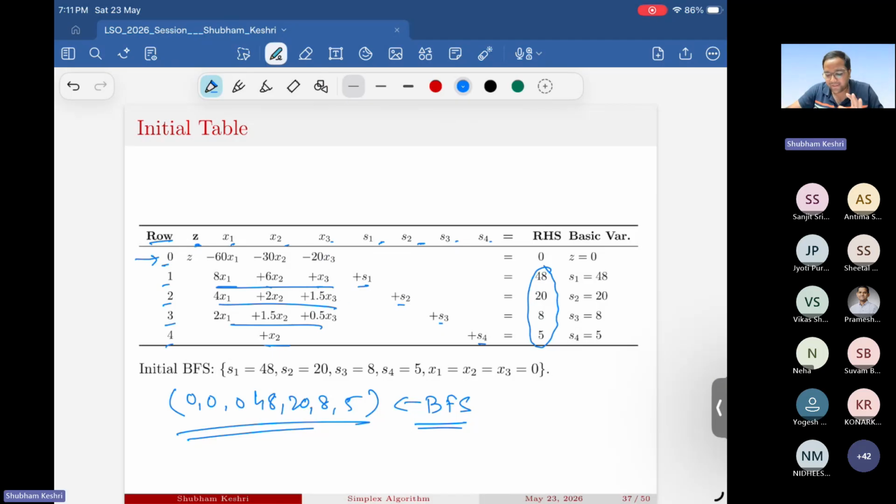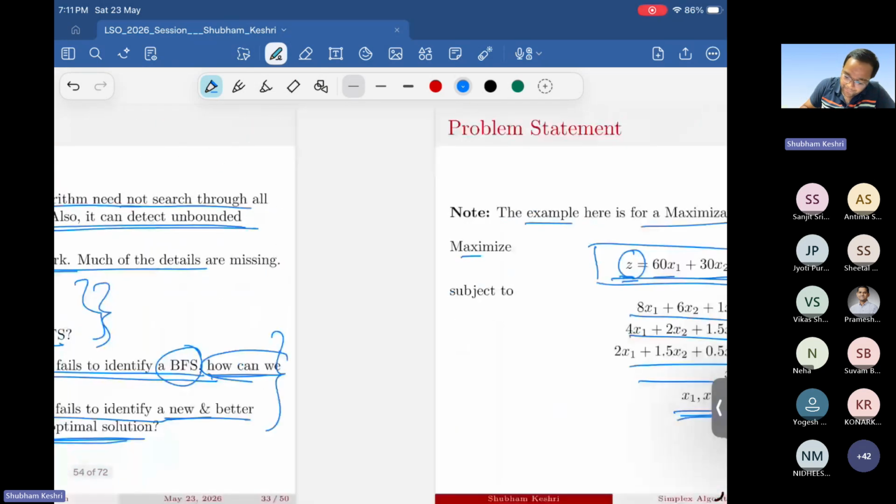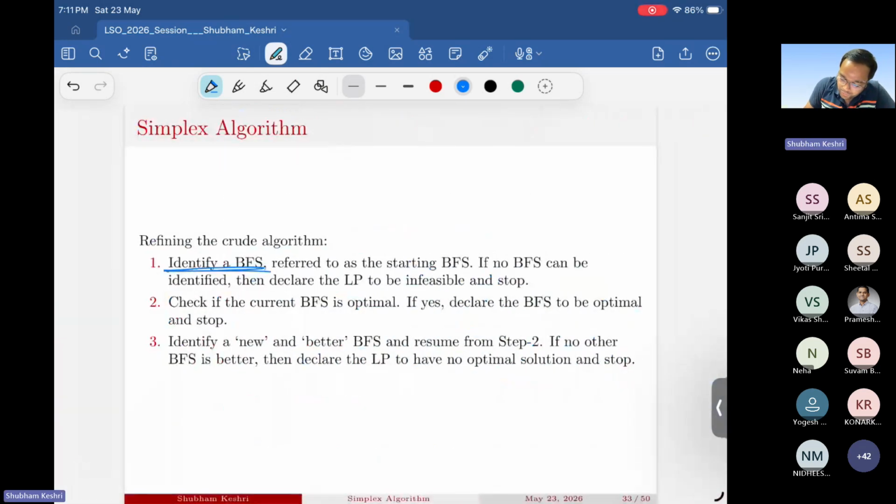All right. So this is the first tableau. Now what we have to do is, once we have identified one basic feasible solution, so this LP is not infeasible. Okay. So we have done step 1. Now what we'll do is we will see if this basic feasible solution is optimal or not.